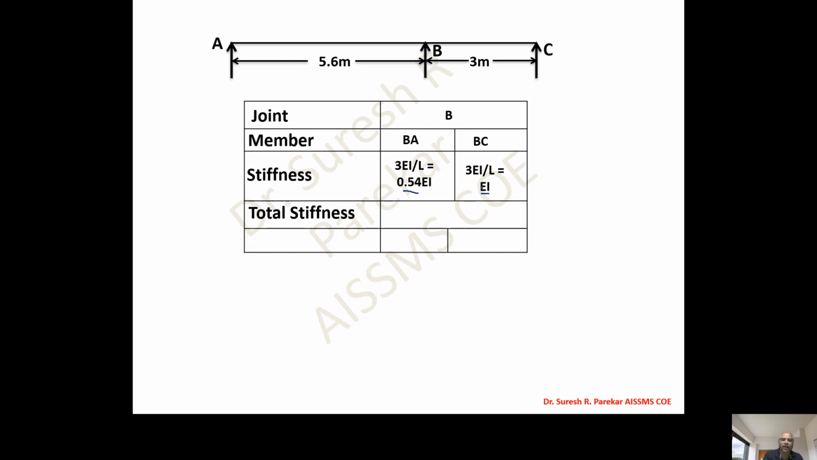And from this we can find the total stiffness, 1.54, and then we will get the distribution factors. These values we are going to get: 0.54 divided by 1.54, and 1 upon 1.54. The addition of these two should be equal to 1, that you know, because we have seen the moment distribution method.